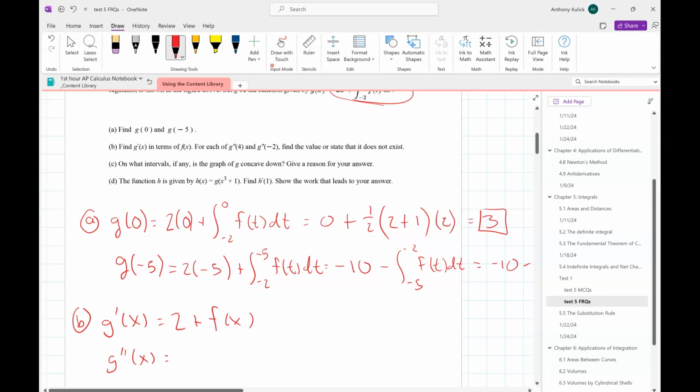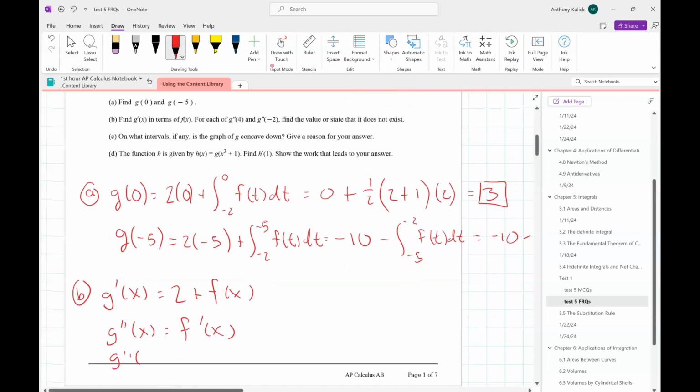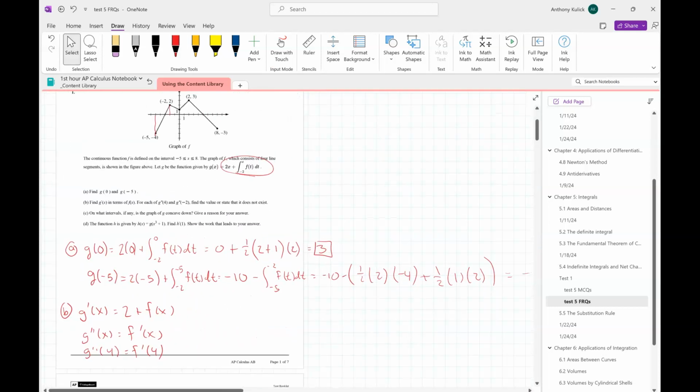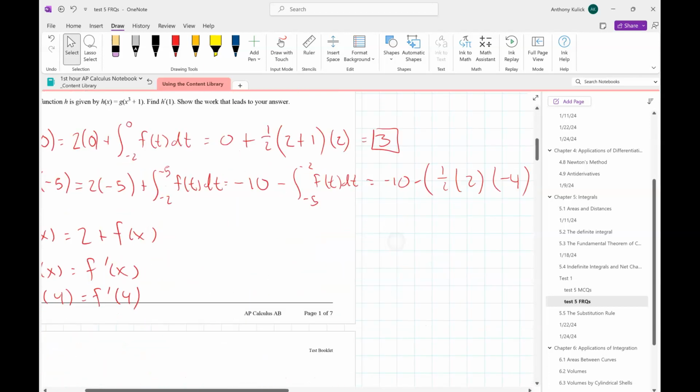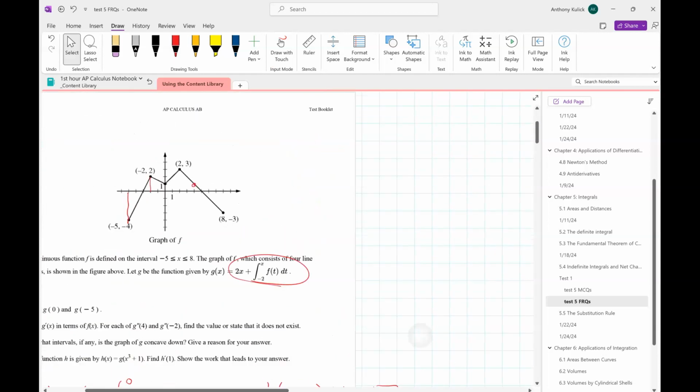So the second derivative is going to be the first derivative of f. So if I want G double prime of 4, that's the first derivative of f at 4. How do I do that? So let's see, 4 is like here. What am I going to be doing? Slope, so slope. Yeah. So like -3 minus 3 over 8 minus 2.